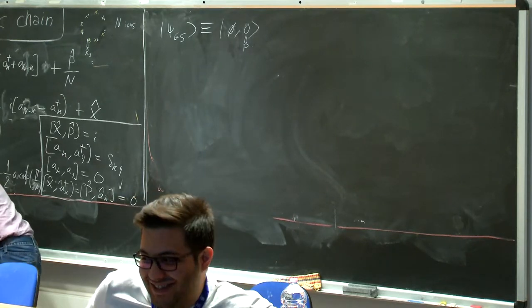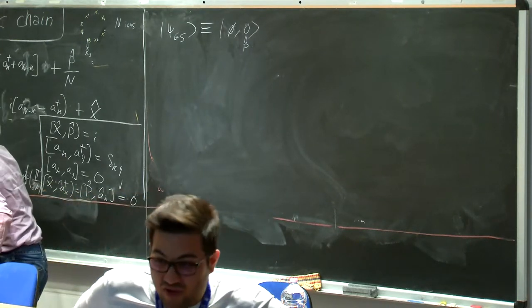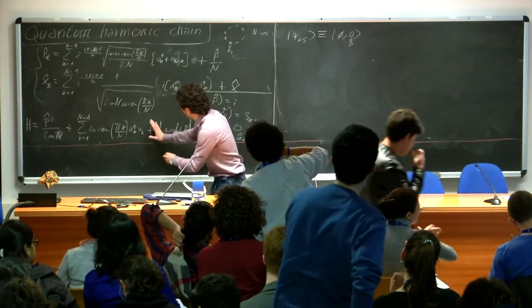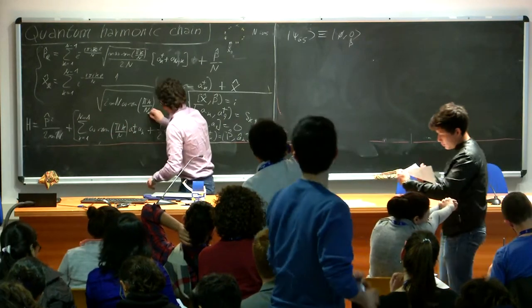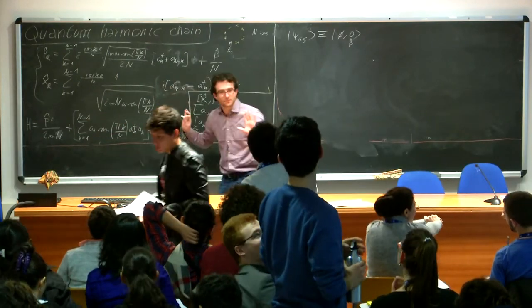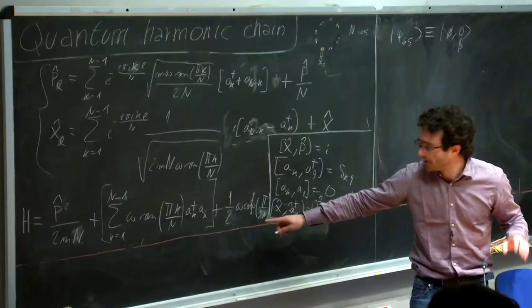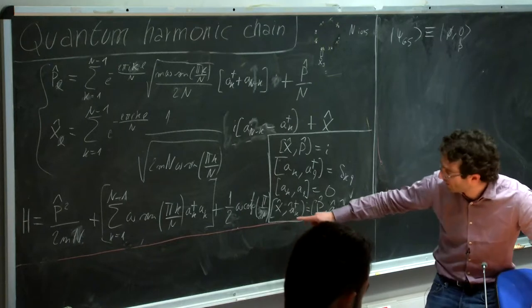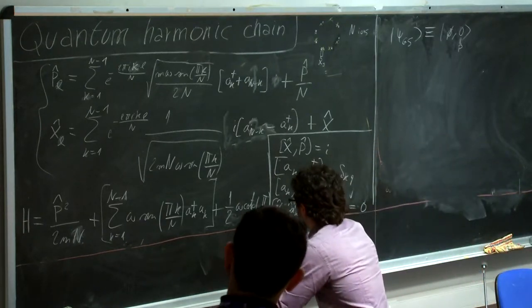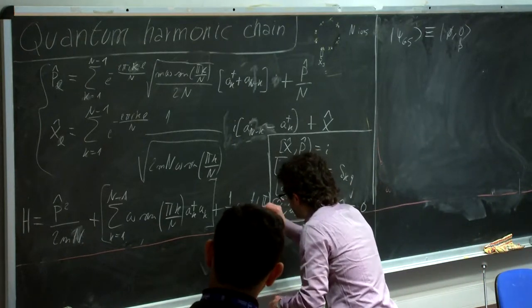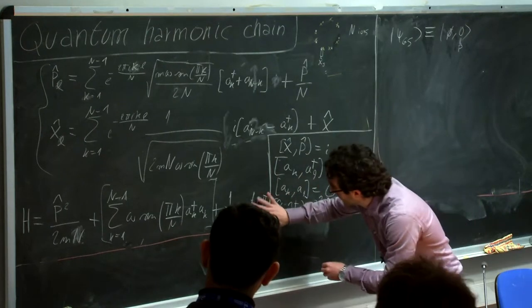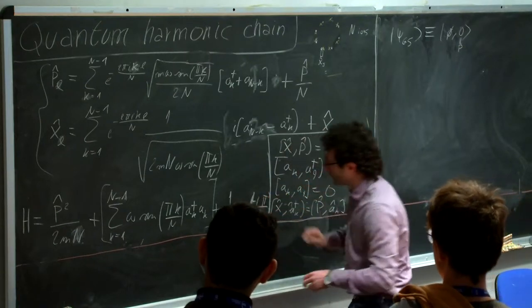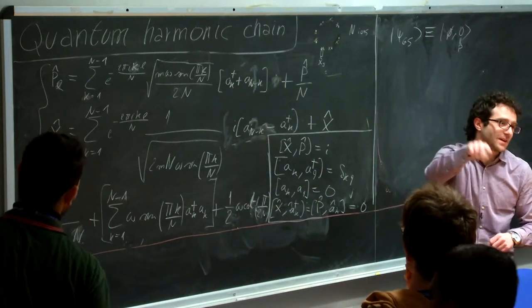So we have omega, but the second term? No, this is just a constant. This is a constant, so it's outside the sum. And the constant, what is this? Omega cotangent, yes, of pi over 2N. Okay, this is cotangent.